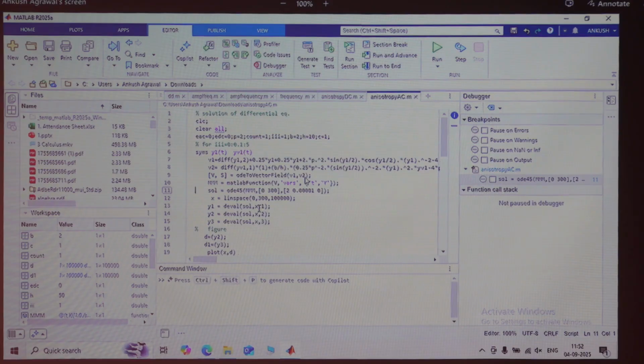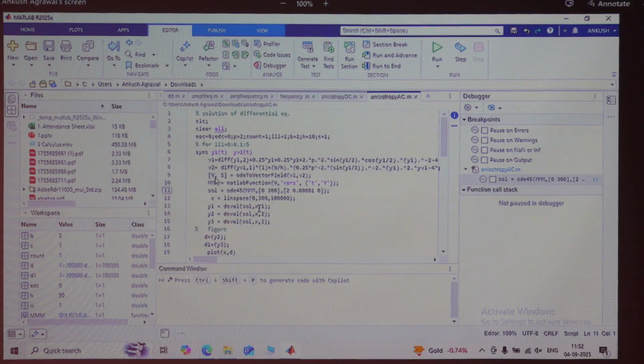It converts the entire ordinary differential equation to a vector field depending upon the input that you have given. So for that, you simply have to give a command, V comma S. S is where your solution is going to be stored. V is your input equations. In V, we are going to have V1 and V2, these two equations. In S, your solution will come.